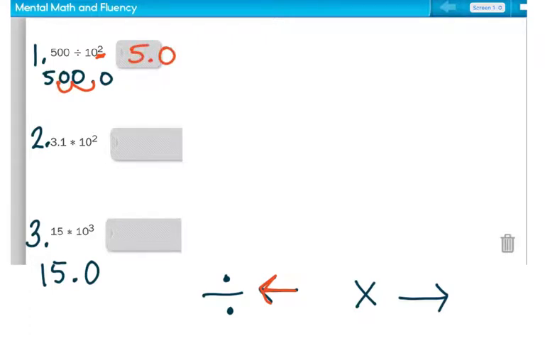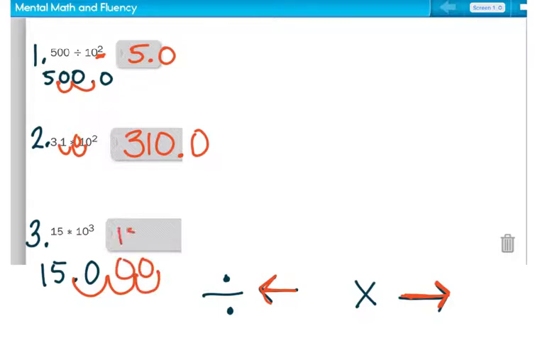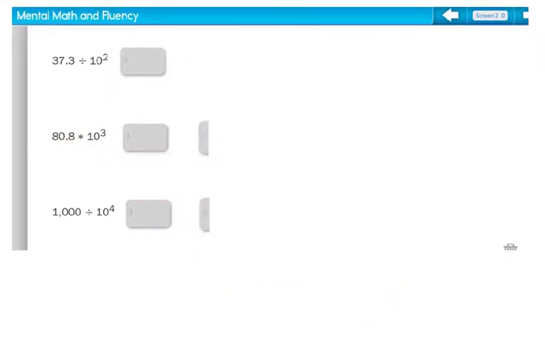Would you please complete number 2 and 3? Pause your video so that you can do this. All right, 3 and 1/10 times 10 to the second power. My decimal point is going to move to the right 1 place, 2 places, so I have to put a 0 in there. 310 or 310 and 0 tenths. Same thing. Number 3, 15 times 10 to the third. 1 place, 2 places, 3 places, so I have to add in 2 zeros. So 15 times 10 to the third is 15,000.